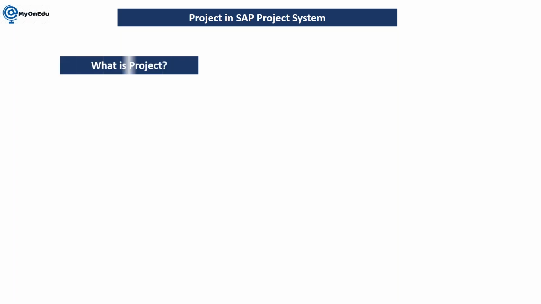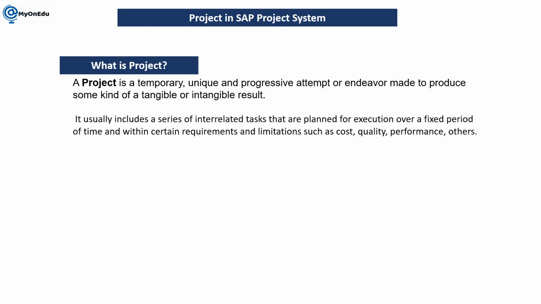Okay, so project in SAP, what is a project? It's a typical definition. A project is a temporary, unique, and progressive attempt or endeavor made to produce some kind of tangible or intangible result. So whether you are doing an investment project, customer project, or cross project, your main purpose is to get tangible or intangible results.